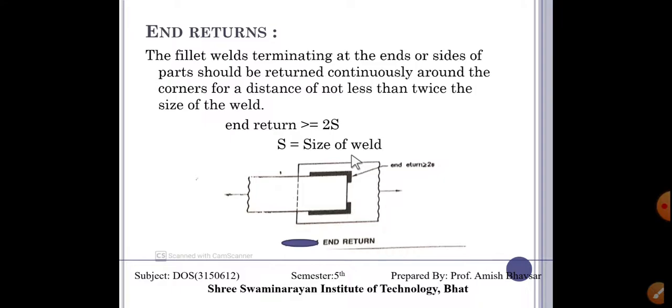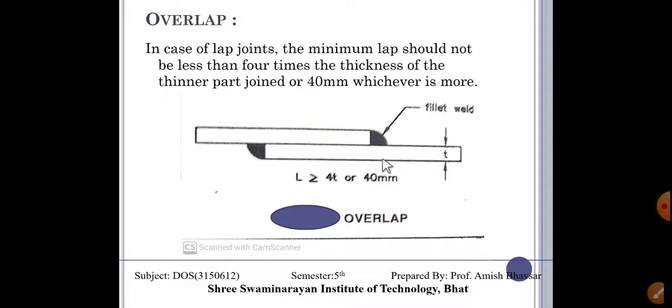For getting the maximum size of the welding, you should go to page number 80 of IS 800. There it is given that the maximum size of welding must be the thickness of plate minus 1.5. That 1.5 is the clearance for the plate.